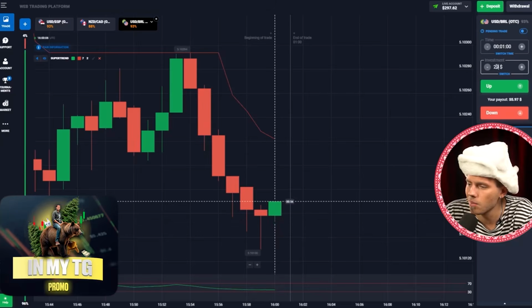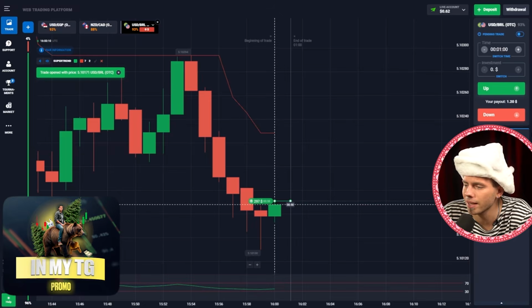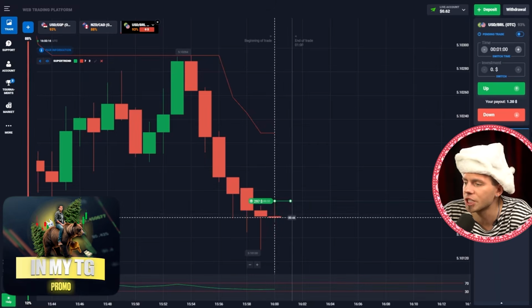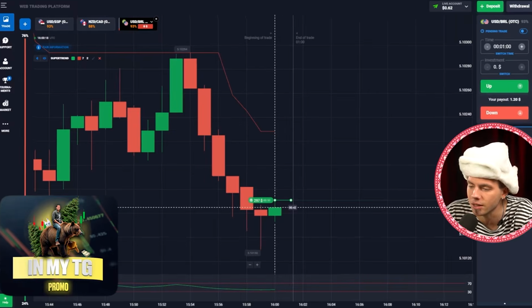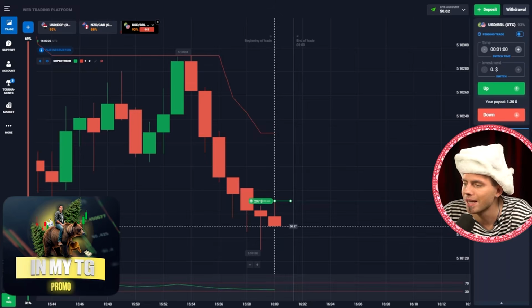So let's set the amount 297 and open a buy trade. What do we see here? So we see that the longer lower shadows of the candlesticks have appeared. Okay, I mean these lines, these shadows, they appeared.